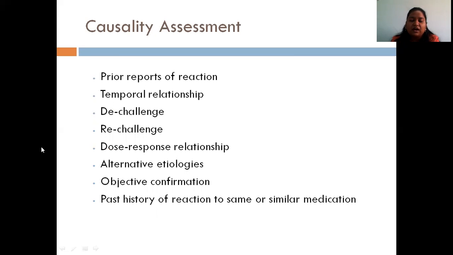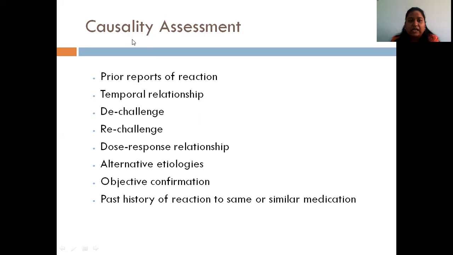So as you have collected all the data, like which type of ADR, what information is to be reported, and from where we collect the data.